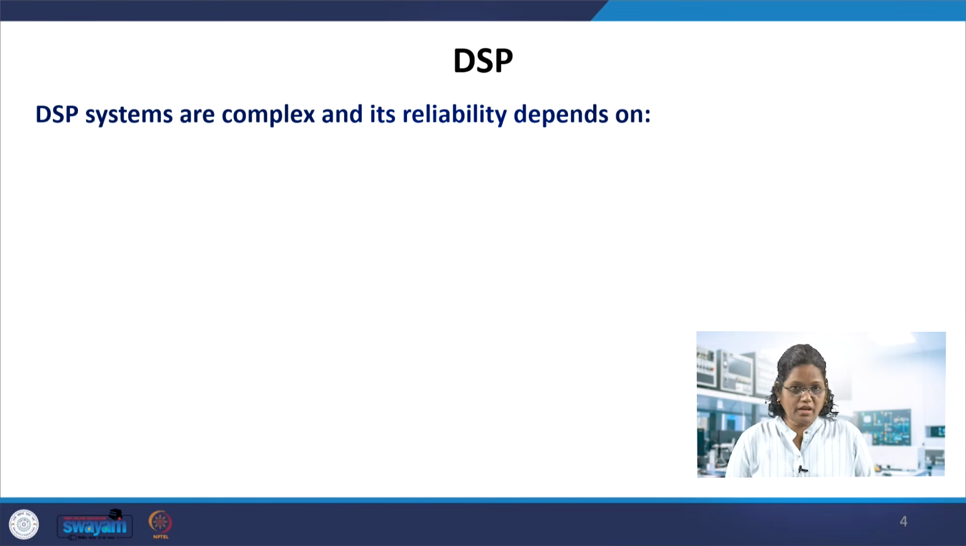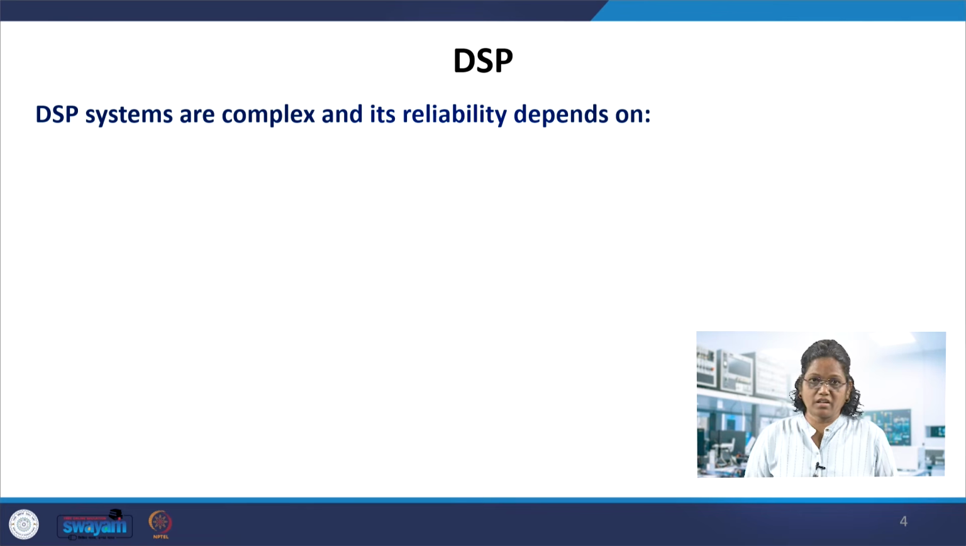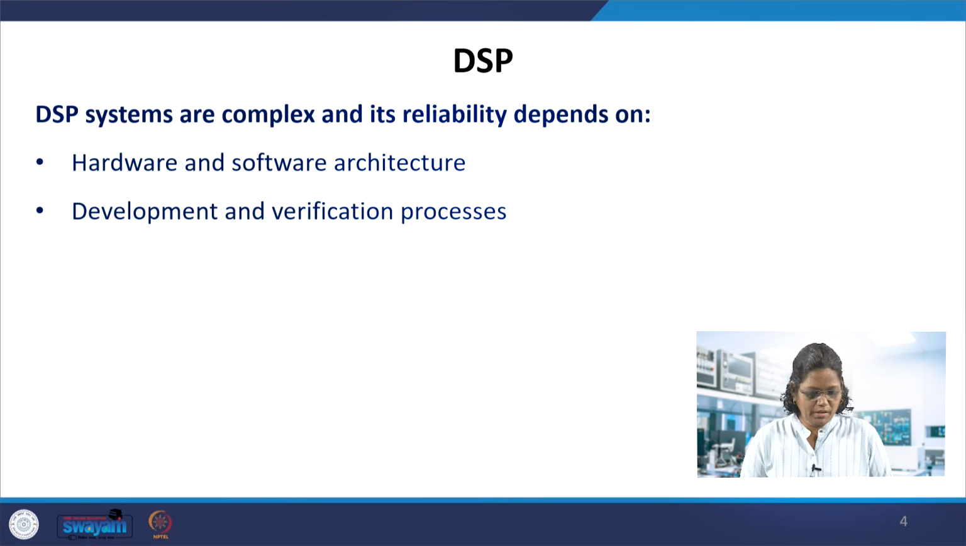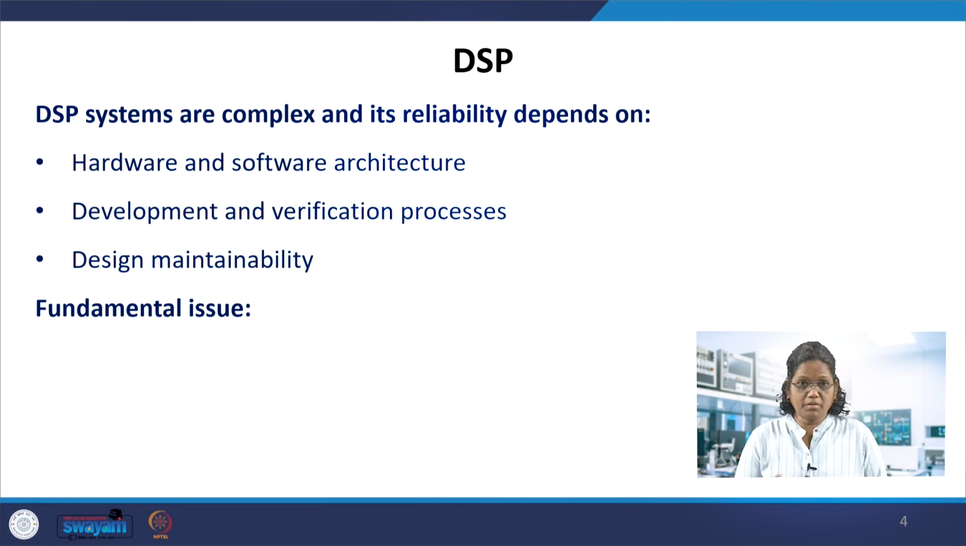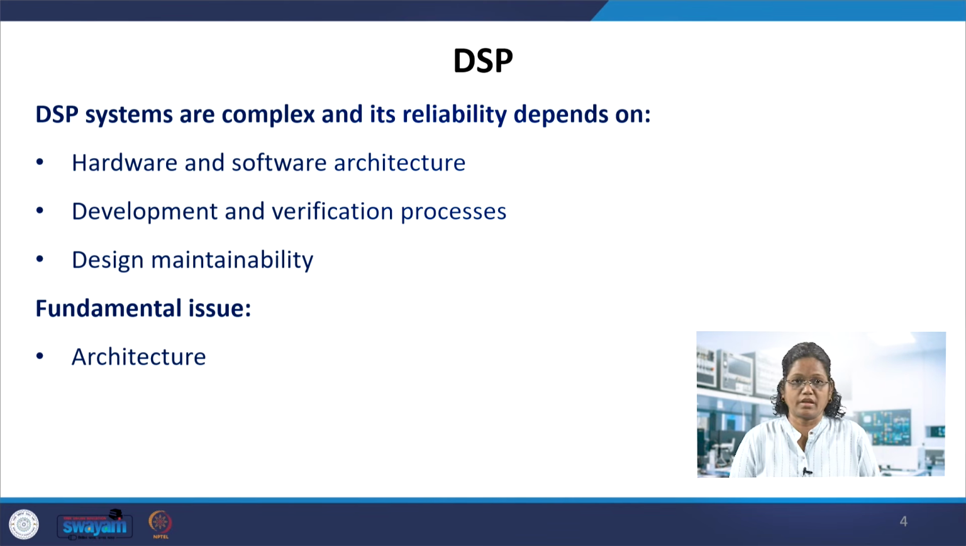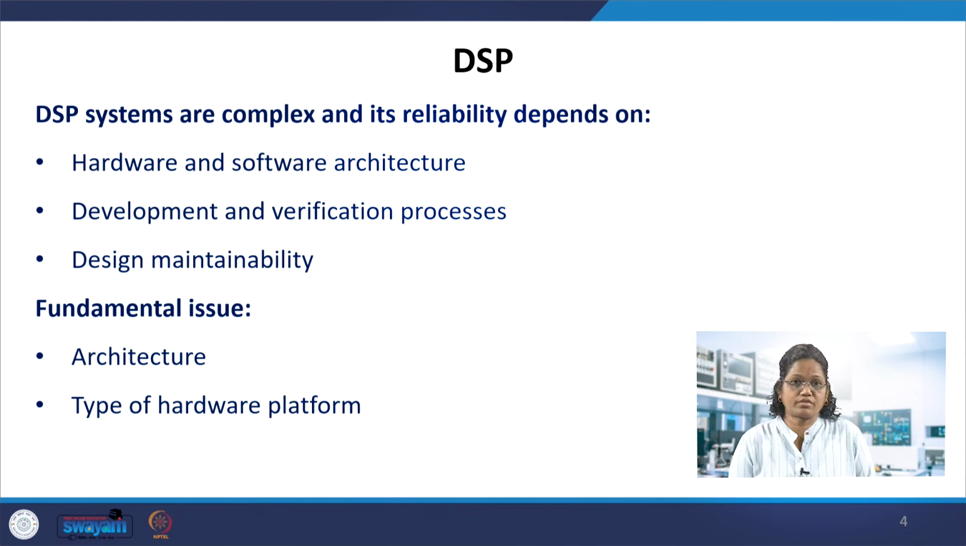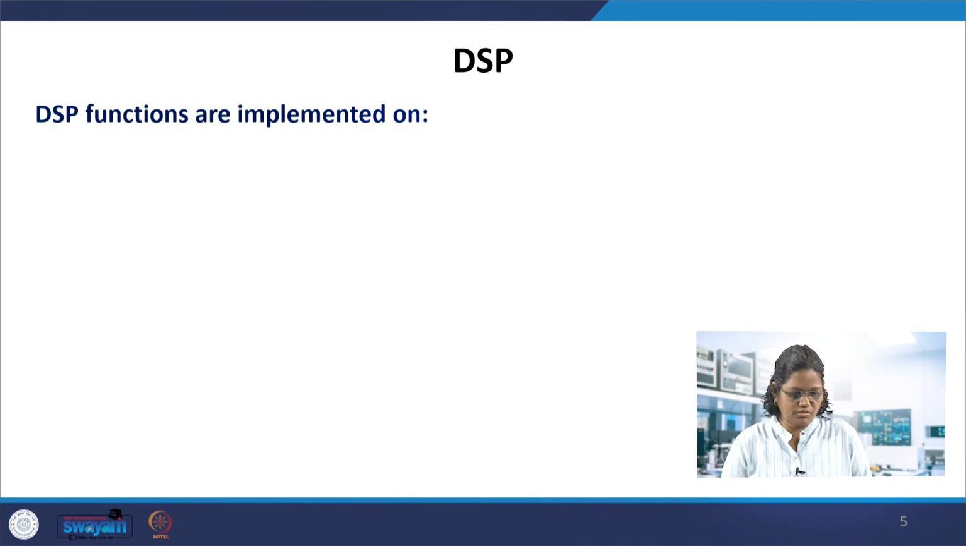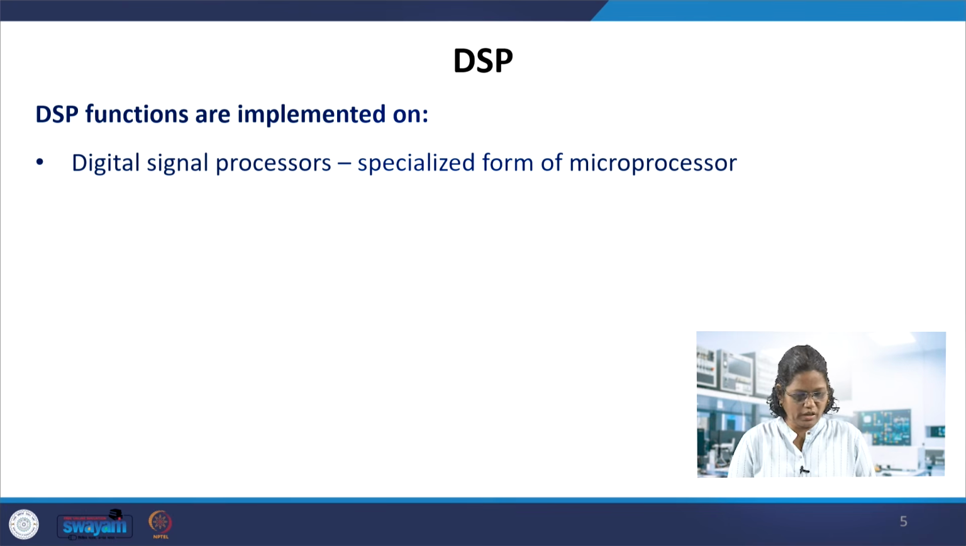DSP systems are mainly complex, and their reliability depends on the hardware and software architectures used in them. The development and verification processes also make these systems very important, and the maintainability of the design is also a factor. The fundamental issue in the case of DSP is the architecture preferred in the design, and also the type of hardware platform used for the deployment of these DSP systems.